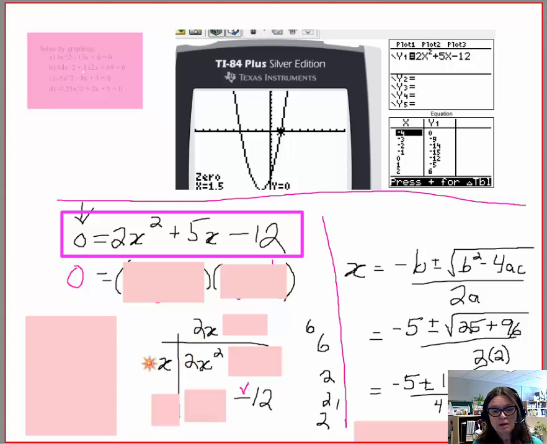So I can put the 2 here if I want, I can put it here if I want. It doesn't really matter. And if I go back to what you know about multiplication, order doesn't matter in multiplication. 2x times x is 2x squared. x times 2x is 2x squared.